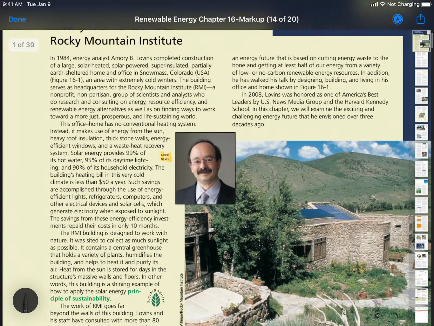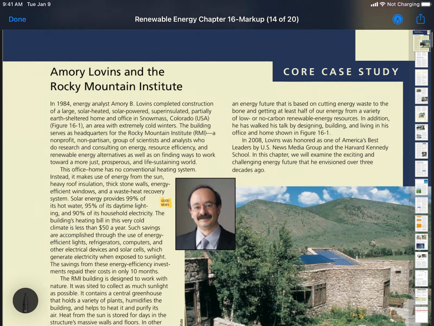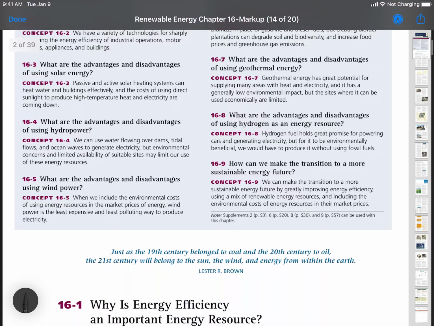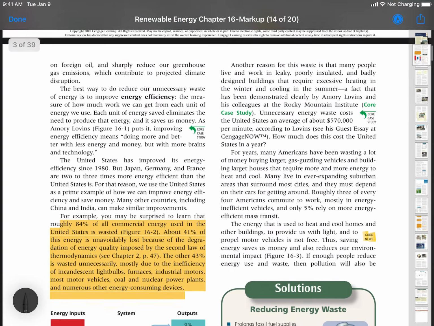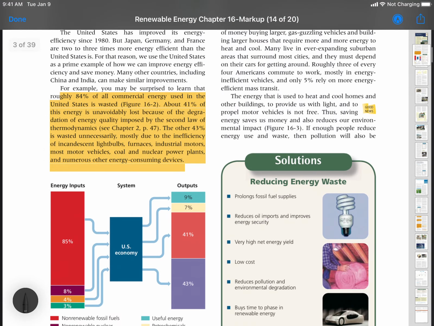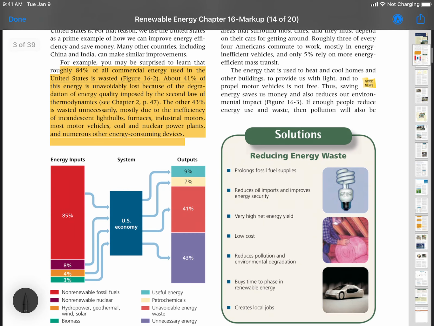So this is the chapter, Renewable Energy. It starts off with a little bit of important stuff here, but then it goes into a bunch of stuff you're not as responsible for. So I just want to point this out.